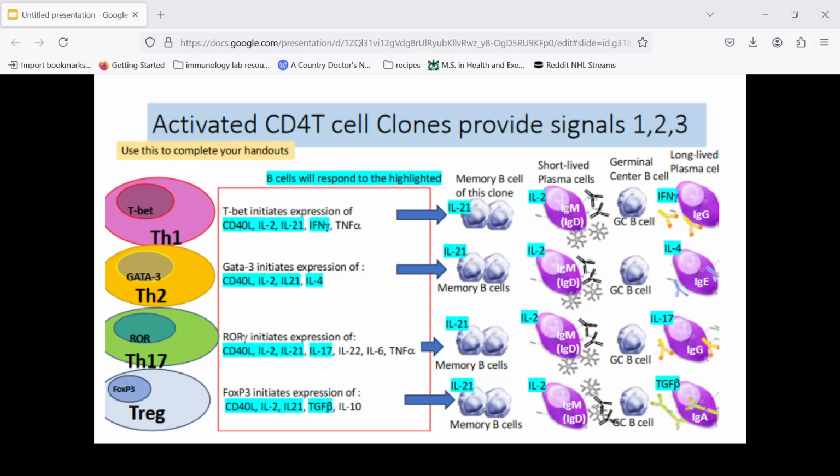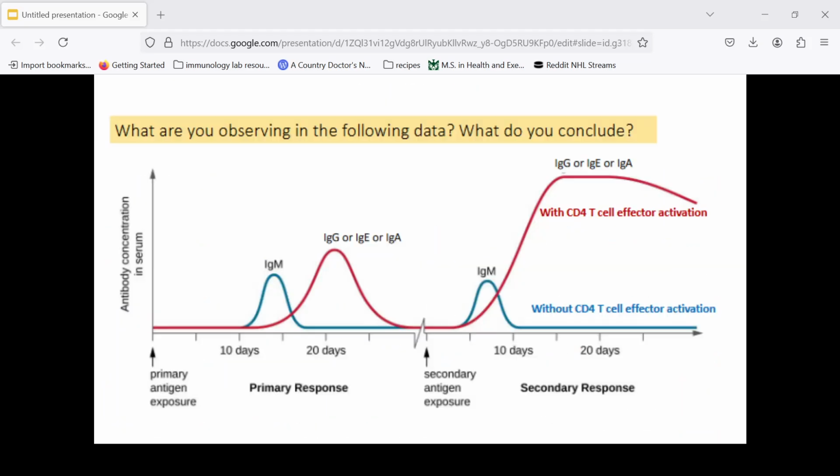For signal 2, we have our CD40 ligand, CD40L, and our CD40. CD40 is on the CD8 T cell. CD40 ligand is on our freshly activated Th1. And then our signal 3 is going to be whatever cytokines.